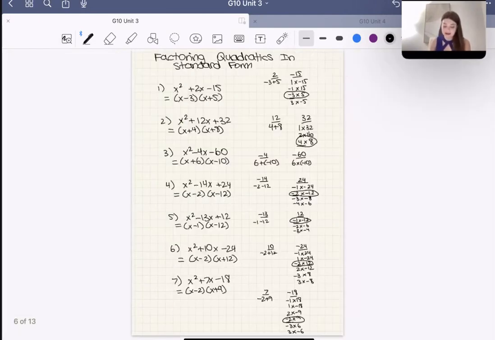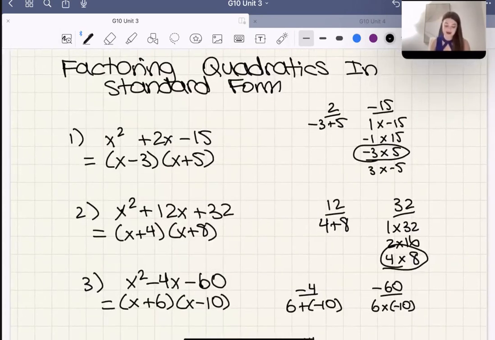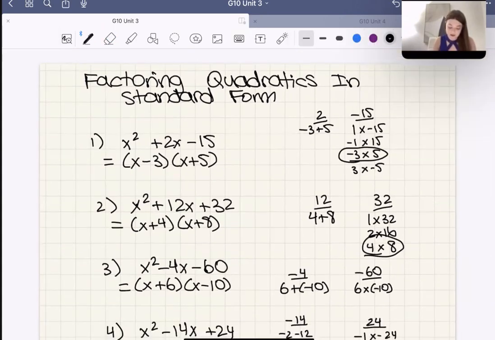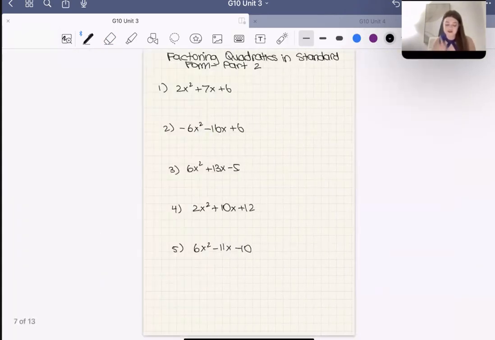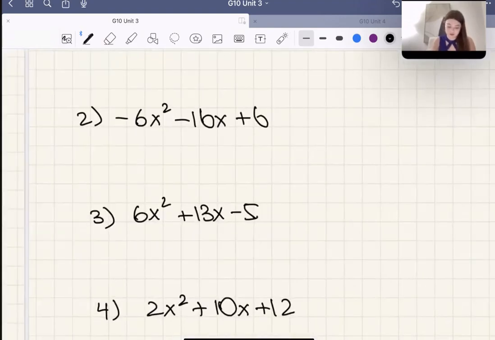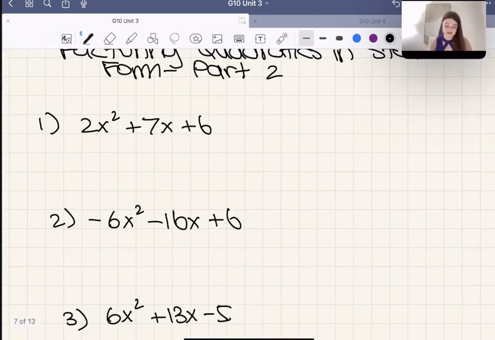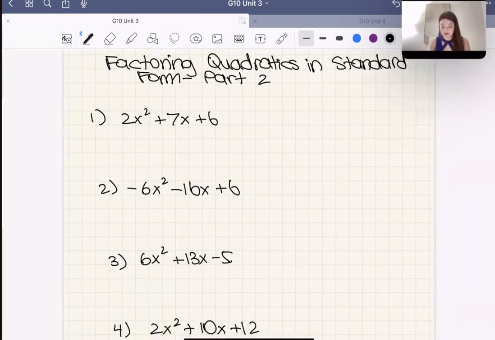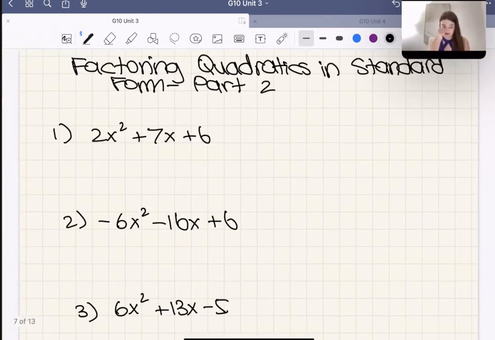Last time, we specifically looked at how to factor quadratics in standard form when our a value is 1, right? So when we just have x squared plus blah, blah, blah. Today, we're going to look at what if it's not just x squared. What if we have a coefficient with our x squared? So this first one we have 2x squared, the second one we have negative 6x squared, and so on. How do we solve it? Or not solve it, how do we factor it in this case? I'm going to get into that.